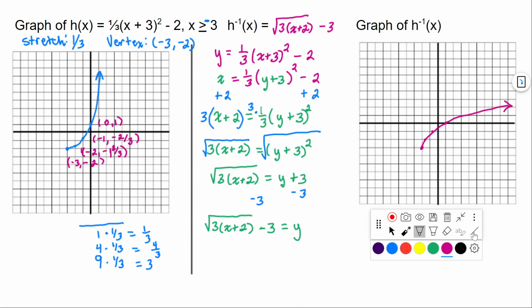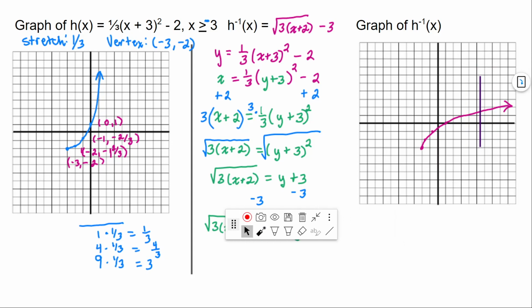Now if I draw a vertical line on this graph and I move that line, it does not matter where I move the line to. Anywhere I move that line, I'm only ever crossing the graph in one point. That means that our function h of x equals 1/3 (x plus 3) squared minus 2 is invertible because our inverse is a function.